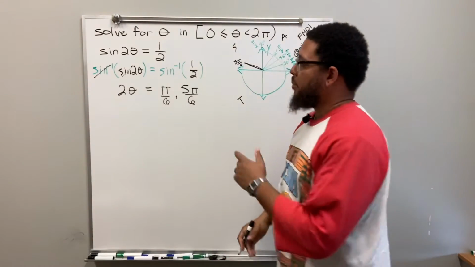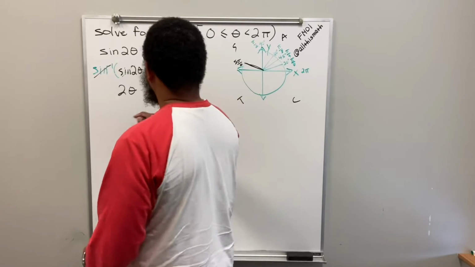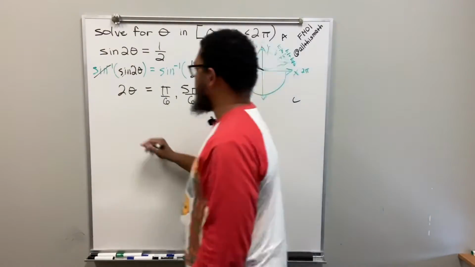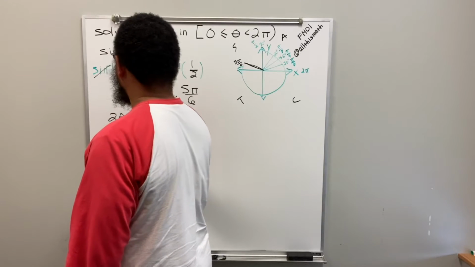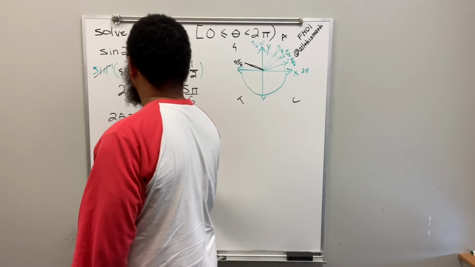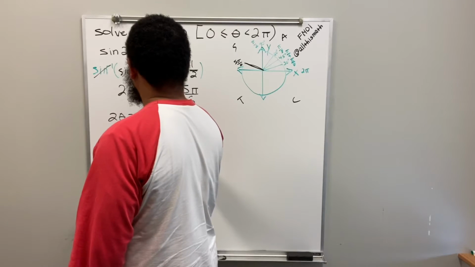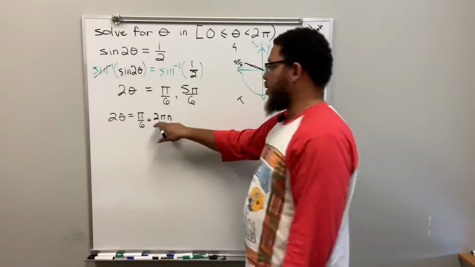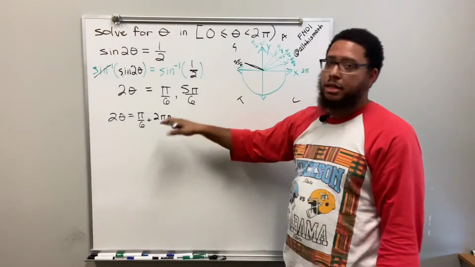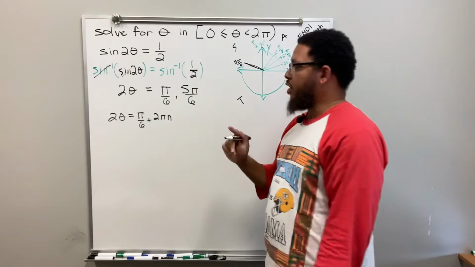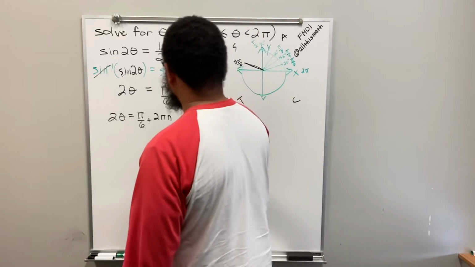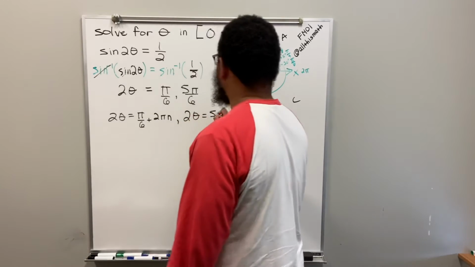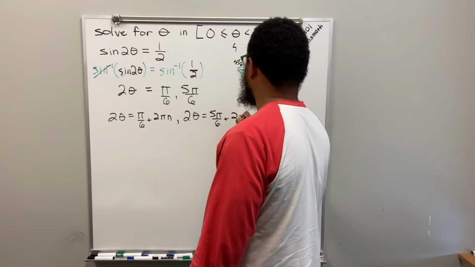But no, you won't be done, because what you've got to do is rewrite this. I'm going to rewrite this in 2 ways because I got 2 different answers, right? So I'm going to rewrite it as 2 theta is equal to pi over 6 plus 2 pi times n. You've got to remember that. That part right there, that plus 2 pi n, is very important. All right. Now, also, I'm going to have 2 theta is equal to 5 pi over 6 plus 2 pi n.